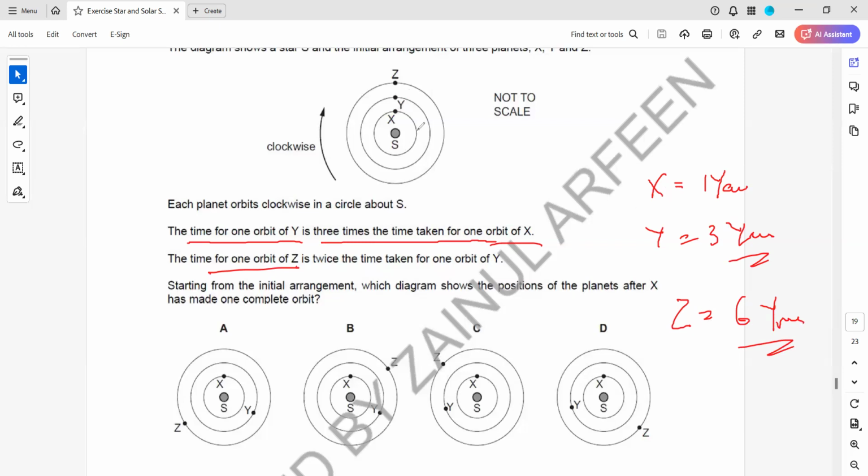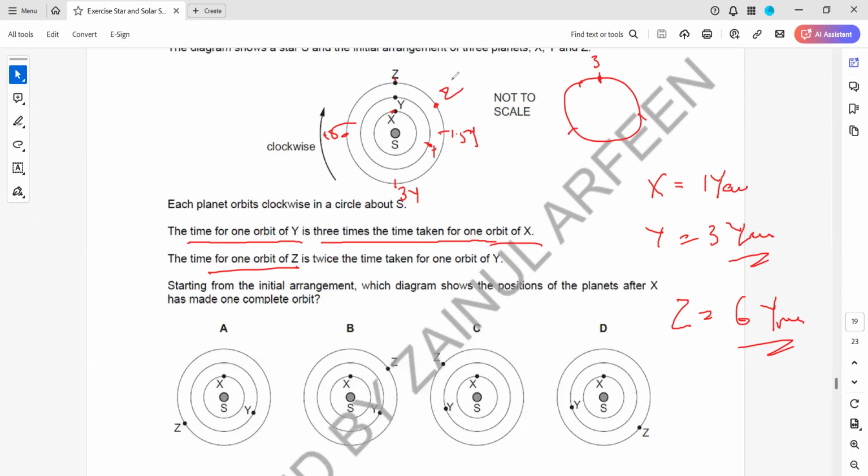If you take this as an example, what is the position of X after 1 year? X will be here. What is the position of Y after 1 year? Because one orbit for Y is 3 years, this will be after 1 year, this will be 2 years, and 3 years it will be here. So after 1 year, Y will be here. And for Z, after 1 year, because 6 years is the total duration, this will be 3 years, this will be 6 years, this will be 4.5, this will be 1.5. So Z will be somewhat here.